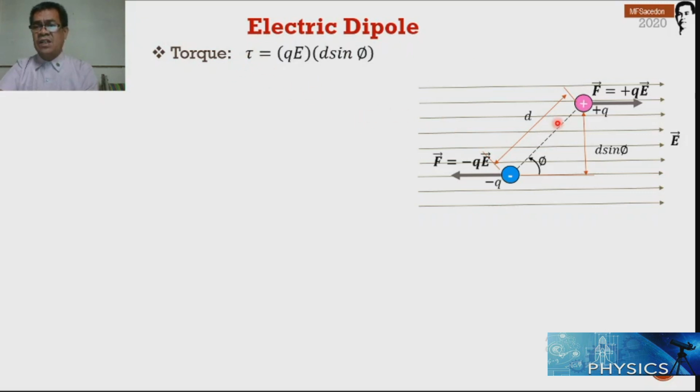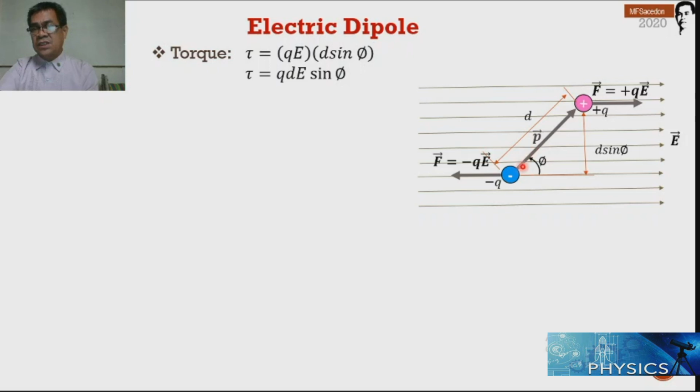Now torque is defined as the force times the torque arm. Meaning this is the force and this is the torque arm. If we multiply these two values, then the result is the torque. QE being the force and d sine P being the torque arm. If we rearrange this, the product of Q d E sine of angle P is the magnitude of the torque in the clockwise direction.